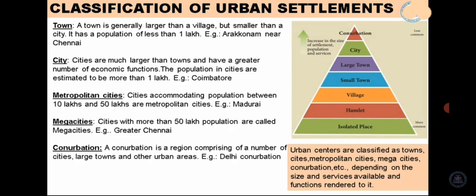Classification of urban settlement. Urban is a term related to the city and town where the people are primarily engaged in non-agricultural activities such as secondary, tertiary, and quaternary activities. The factors responsible for urbanization are better employment opportunities, sustainable conditions for business, education, transport, etc.